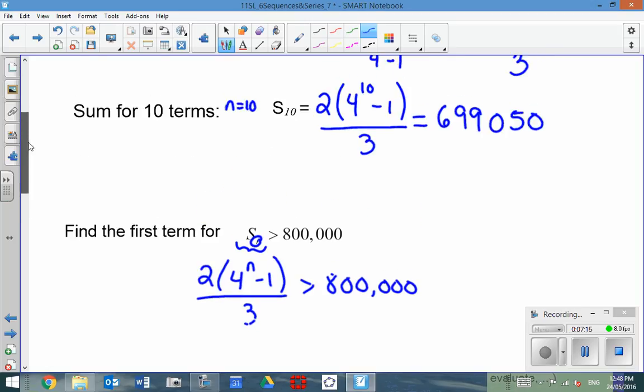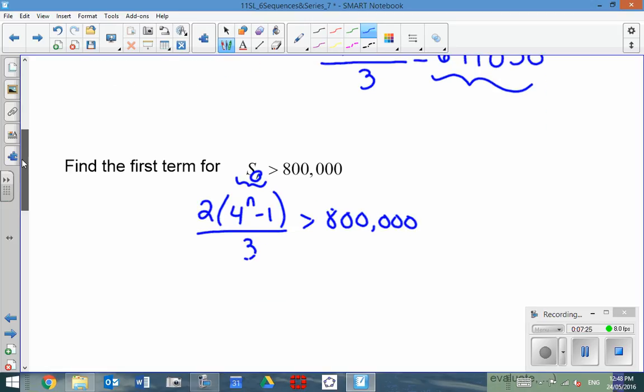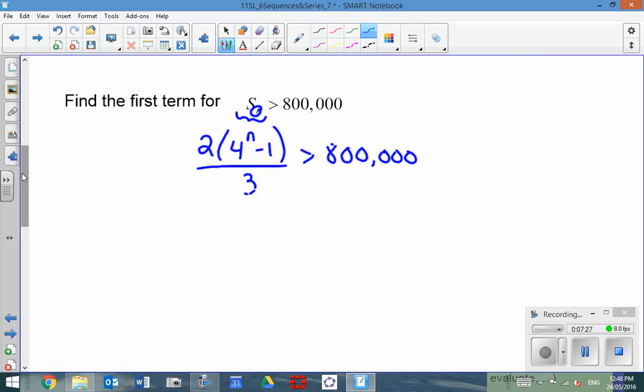Well, we've already got a look here. For 10 terms, right, it's close to 700,000. So it might need to be more than 10, right? So we're just going to do a little guess and check here, and let's see if we can actually prove it. So going back to my basics on how to solve an inequality, if I can multiply out both sides by 3/2, that will reduce this fraction. So I can just look at the 4 to the n minus 1. So let's multiply both sides by 3/2.